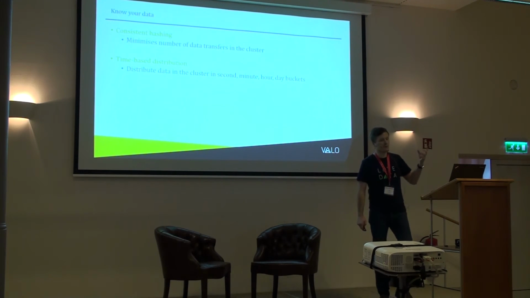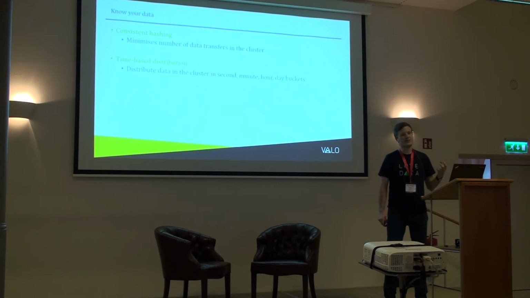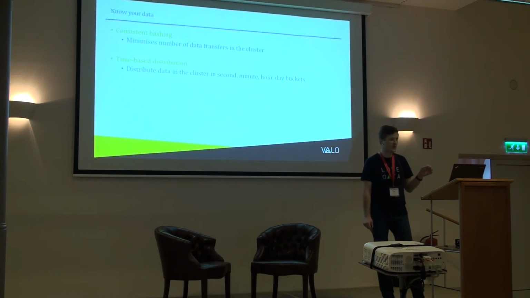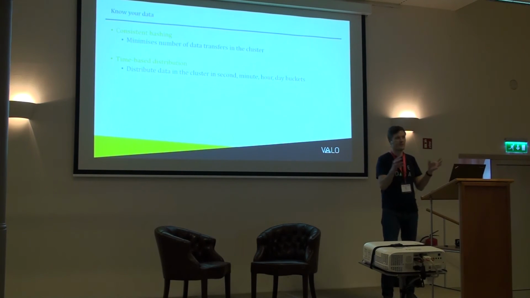What we're basing this on in Velo is, first of all, consistent hashing. It basically gives you a hash that doesn't change a lot when you add new nodes to the cluster. So if I increase the size of my cluster by a few nodes, maybe just 5% of the data will have to be sent around in the cluster.